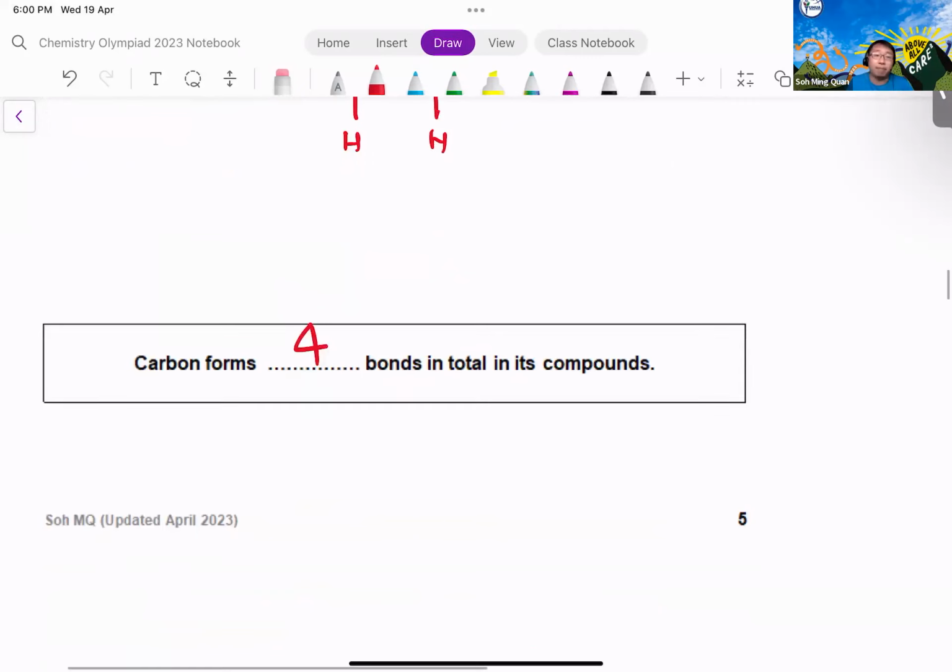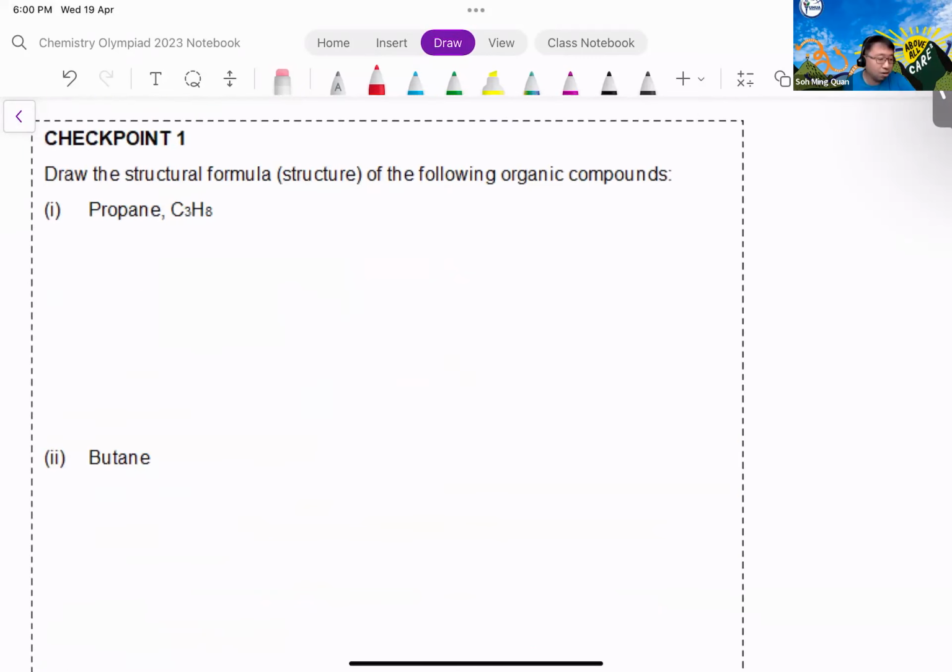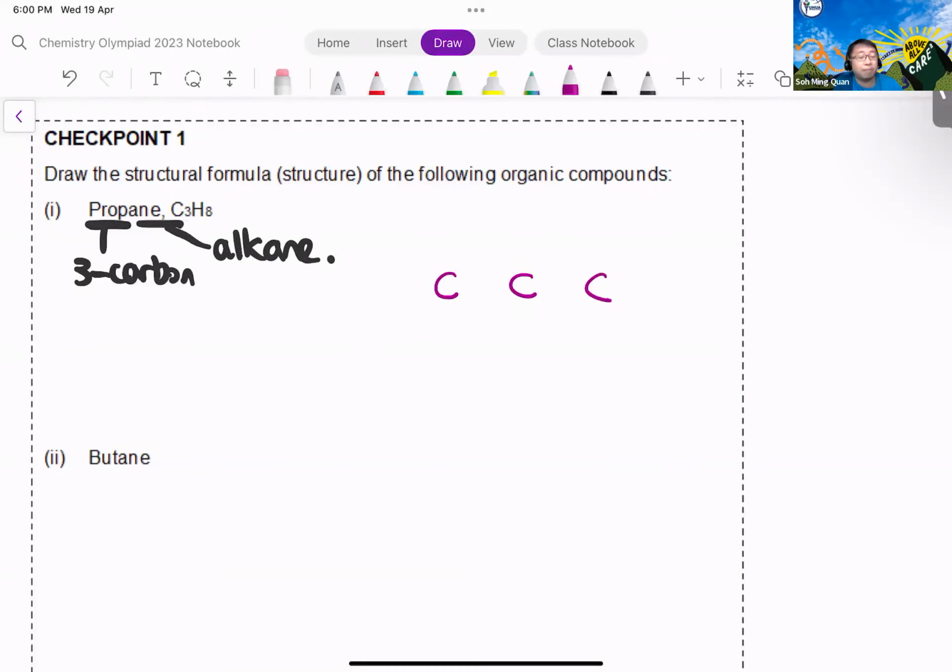So now let's draw some compounds. Let's draw propane. Prop means 3 carbon, and ane means alkane. So it's a 3-carbon alkane, so it's C3H8. I draw the 3 carbons first. I know it's alkane, so it's single bond, single bond. No functional group. There's no OH, there's no double bond. It's just alkane.